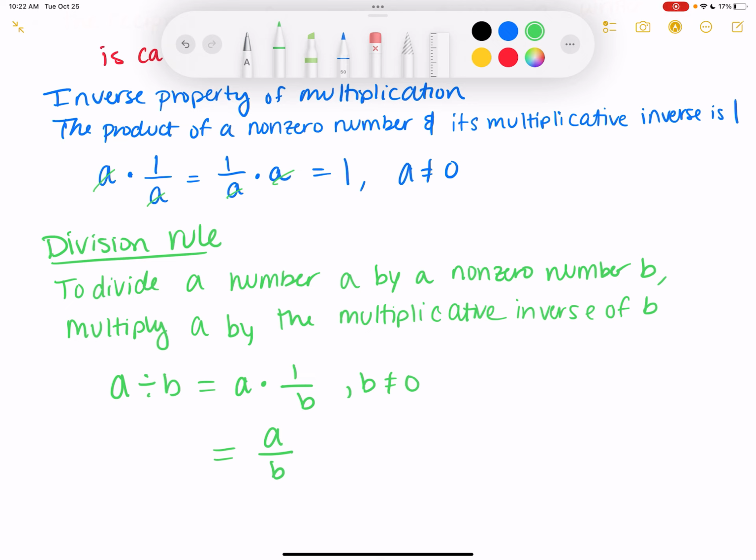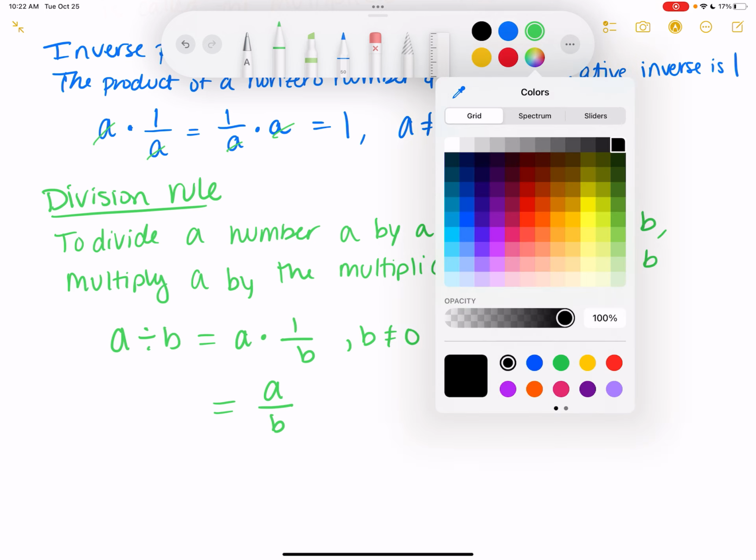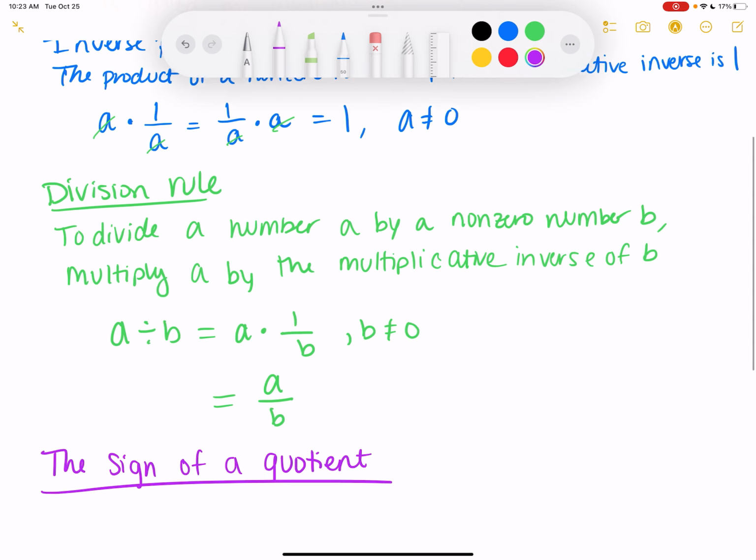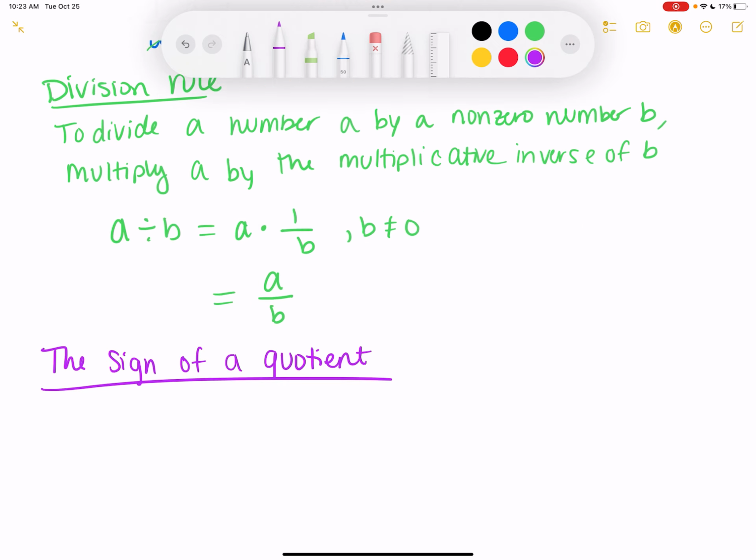So we've been having all the scenarios of like if I have both numbers are positive, both numbers are negative, one's positive, one's negative. We've had all those scenarios for adding, subtracting, multiplying, and now we're going to have that for dividing. So the sign of a quotient, that just means when we divide, what sign do we use? So we have 3 little points here.